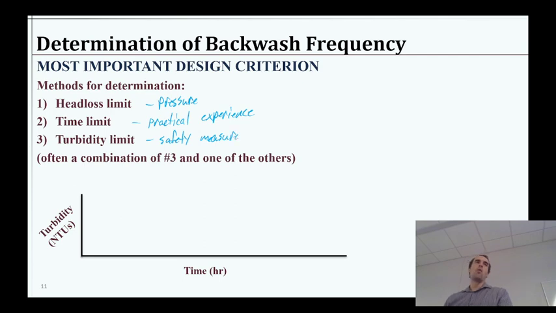Maybe you use normally a 72-hour limit, but if your turbidity ever reaches your limit before that, you just stop operation and you go ahead and backwash. Something like that. Like I said, you can use a combination, I guess maybe even all three at once.